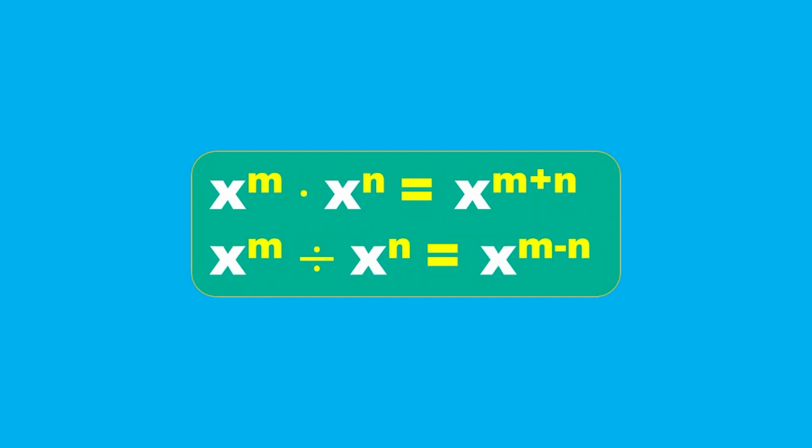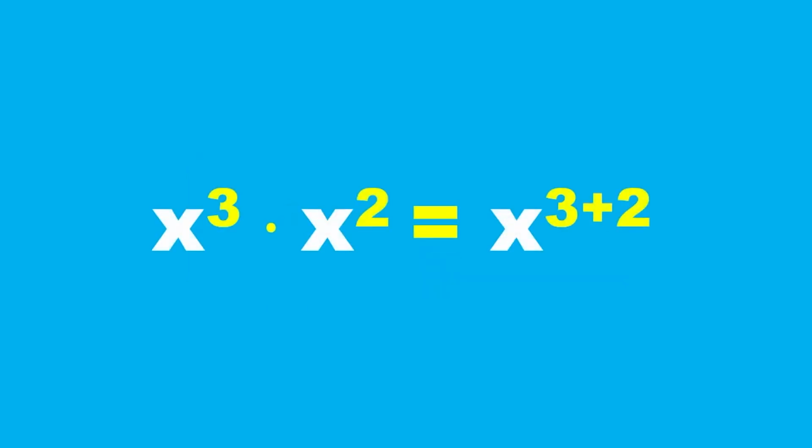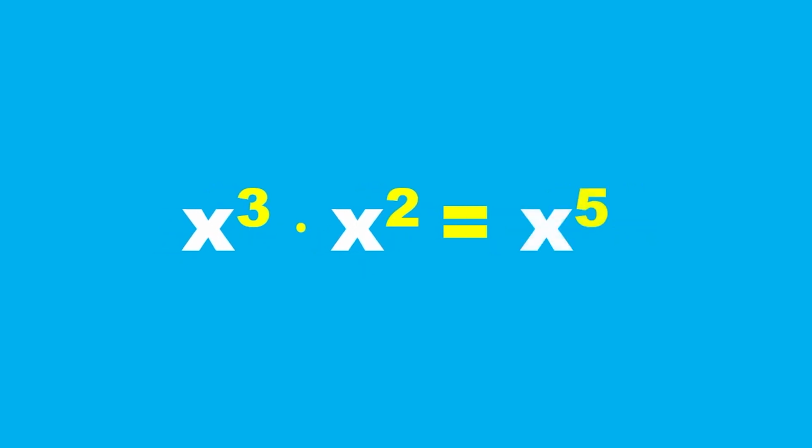Now coming to our next set of laws, x to the power of m times x to the power of n equals x to the power of m plus n is the first one in the list. Now let's take an example for this law. X to the power of 3 times x to the power of 2 is equal to x to the power of 3 plus 2. This is what we get according to our law. And when we simplify it, we'll get x to the power of 5. That's pretty obvious because 3 plus 2 equals 5.